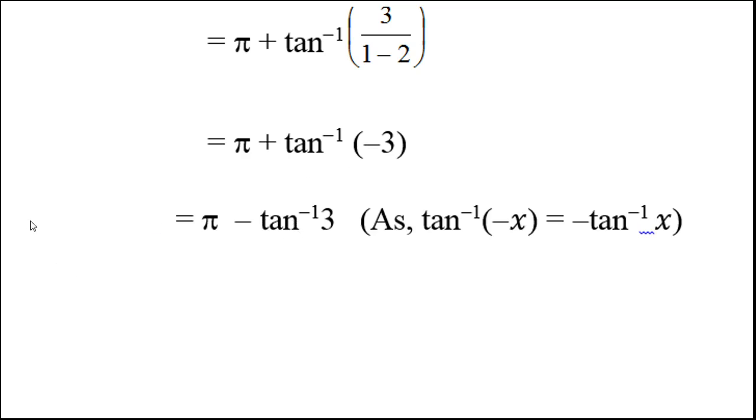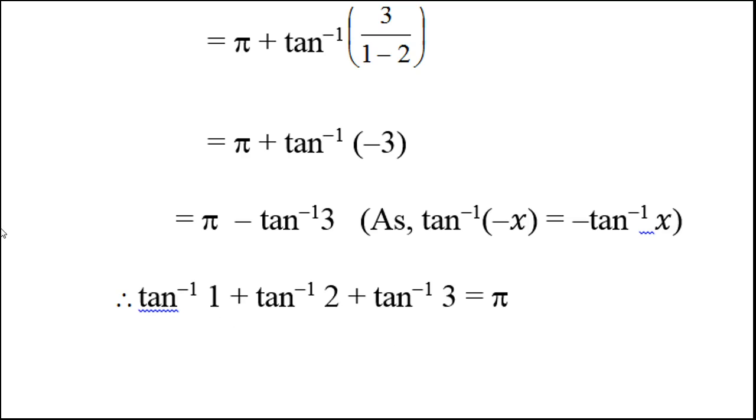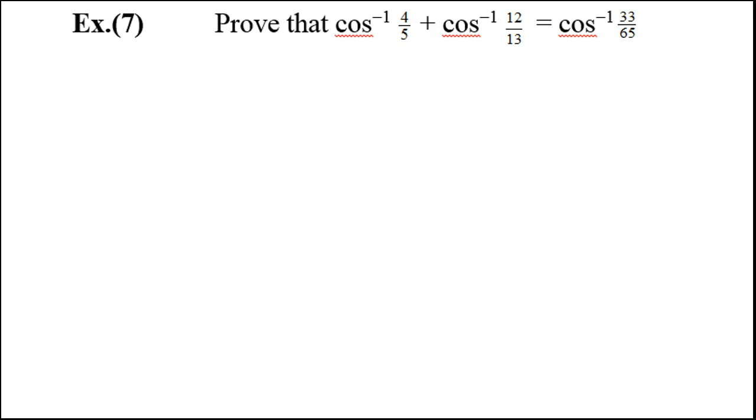And what do I have on the left side? On the left side I have tan inverse 1 plus tan inverse 2. So where am I? I am at the step tan inverse 1 plus tan inverse 2 is equal to pi minus tan inverse 3. So shift this tan inverse 3 to the left side and we get tan inverse 1 plus tan inverse 2 plus tan inverse 3 is equal to pi, the expression on the right side is pi only. So the proof is over.